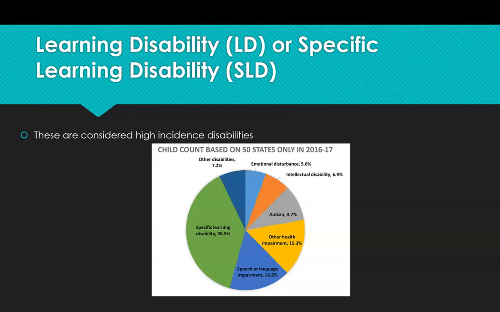Learning disabilities are considered high incidence disabilities. So if you see the graphic below, this is from 2016-17, so it's not completely up to date. I know that our book is up to date, and it does state that specific learning disabilities make up 35% of all disabilities. But if you see the graphic down below, it's clear that this is the most prevalent of the disabilities.